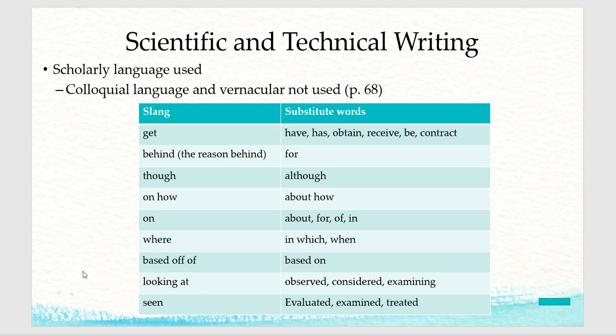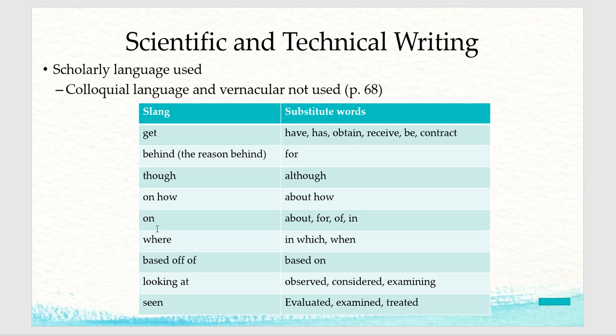And remember that we want to use formal tone and we want to use scientific and technical terms when we're doing our writing because they're more specific. So get is slang. Some of the substitute words are have, has, obtain, receive, be, contract. And then behind is slang, "the reason behind." So just change it to for. Though is slang, the proper word is although. Instead of "on how," you can say "about how."